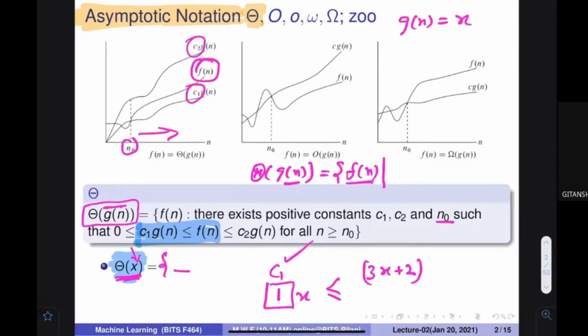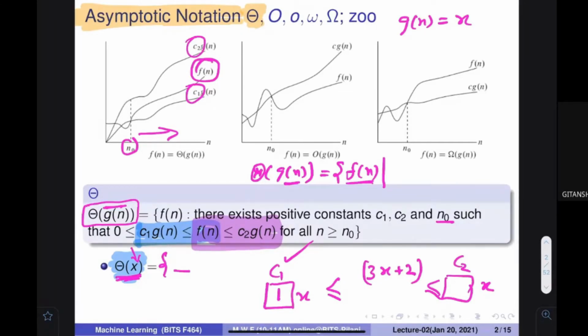So the second condition, let me go to the next side, says: can you give me a C2 in the same setting? Can you give me another value, that is C2, such that when it is multiplied with x, it is always greater than 3x plus 2?